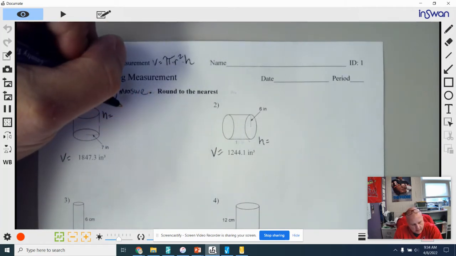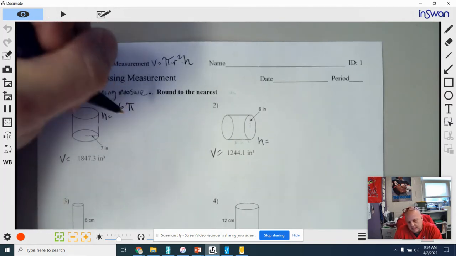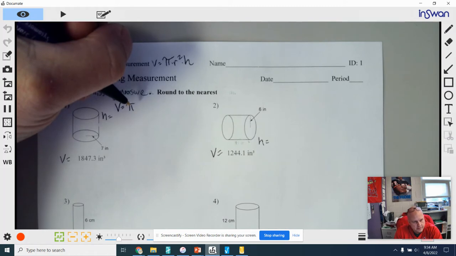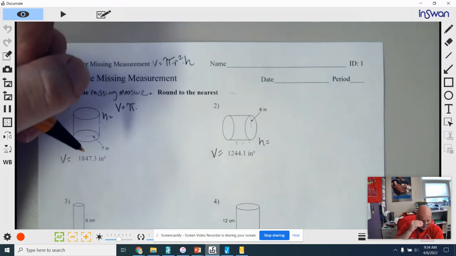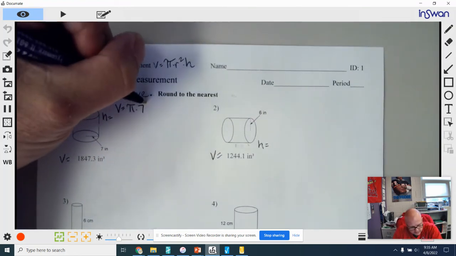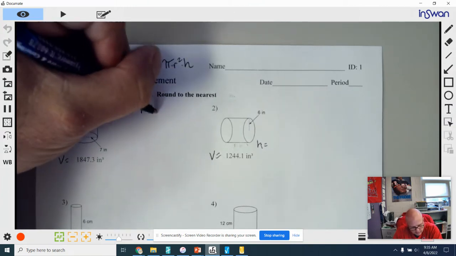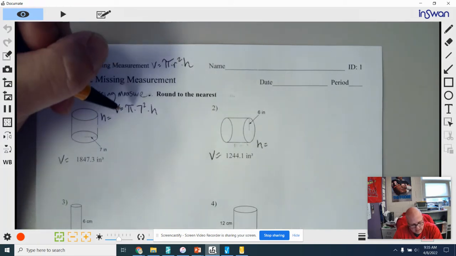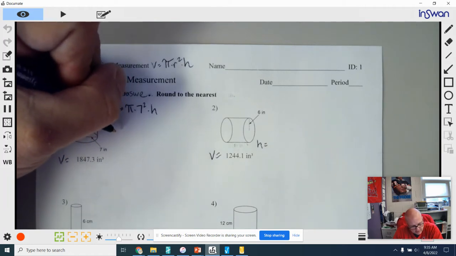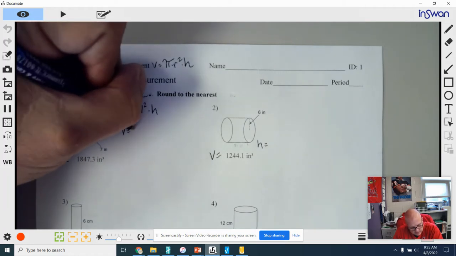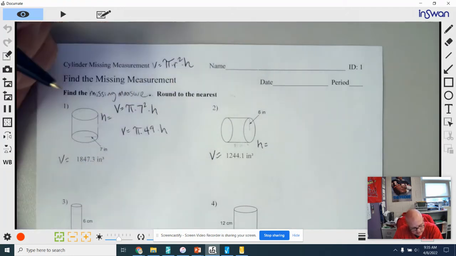All right, so I'm going to set it up with V equals, and then I'm going to put pi. Pi is always going to be a constant number you're going to place there. And then the radius, in this case our radius is 7. So I'm going to put 7 squared, because it's radius squared, times height, which we don't know because we're trying to solve for h. Okay, so now it's just a basic equation that I want to solve for. I can simplify further. I know that V equals pi times 7 squared, which is 49, times h.